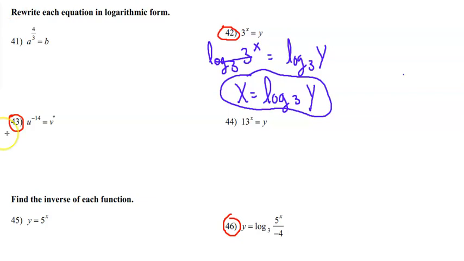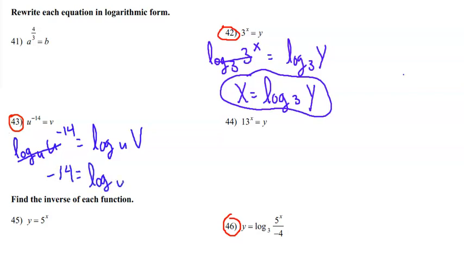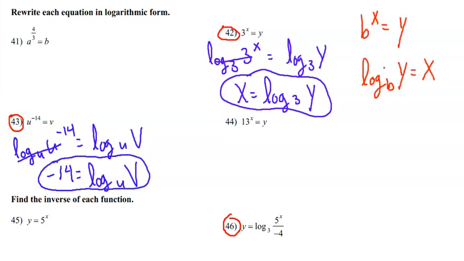Let's also do number 43. u to the negative 14 equals v. So we're just going to log base u each side. So those log u's cancel out. Negative 14 equals log base u of v. And that's your answer.